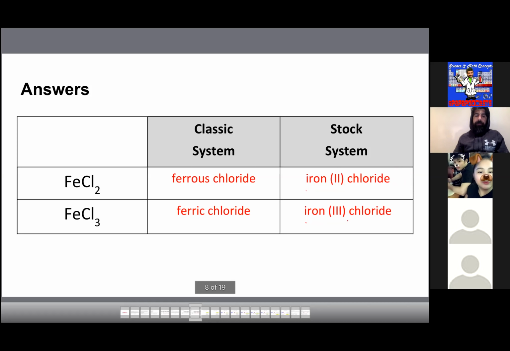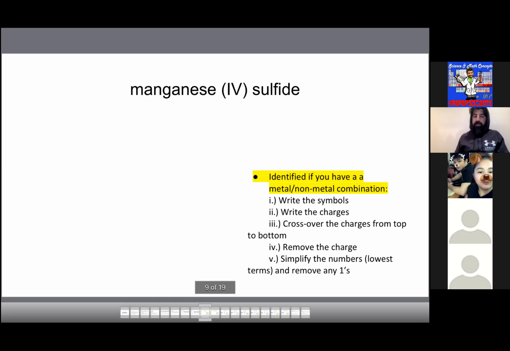So let's look at the next slide here. Steps again: the 5-step crossover rule is as simple as we saw. But again, understand metal first, non-metal. We've got to find that. Here's a hint that we have a metal and non-metal: that Roman numeral.